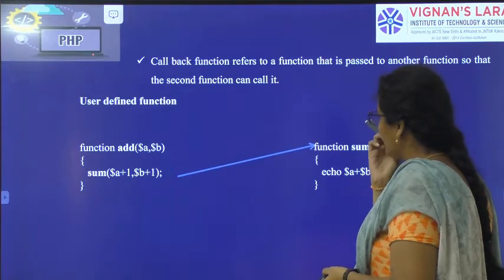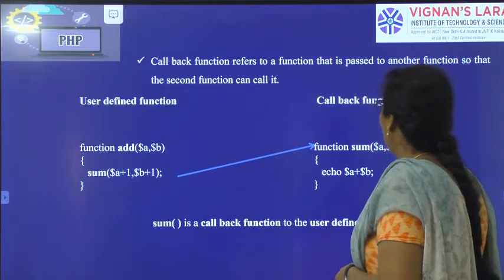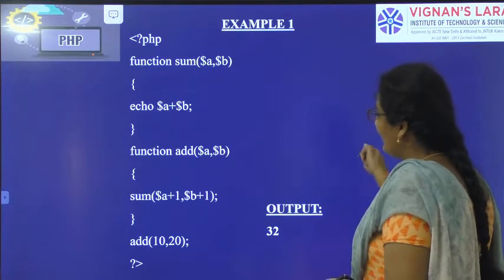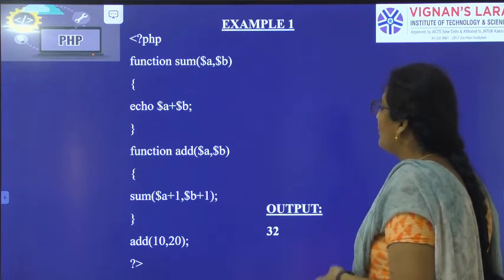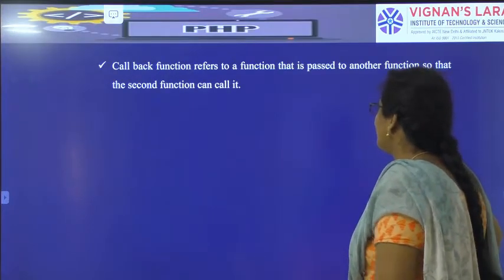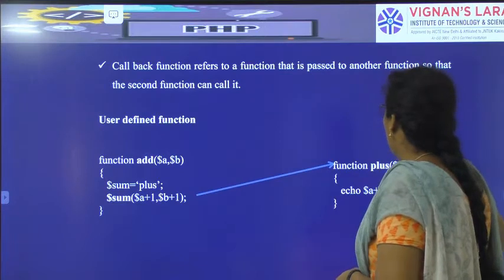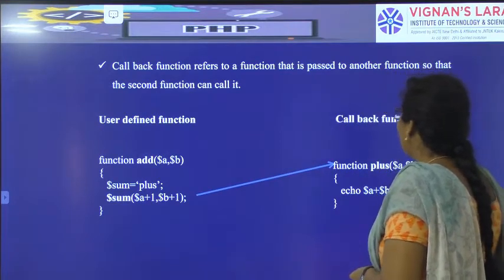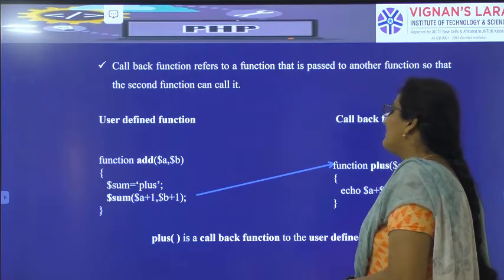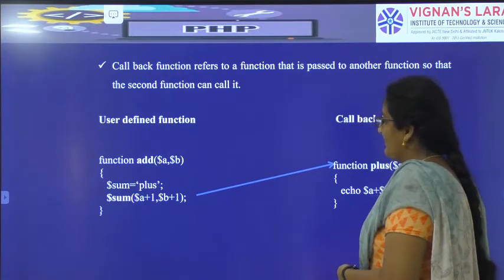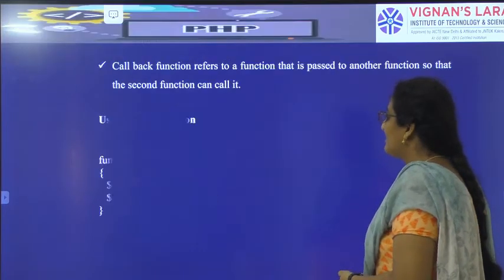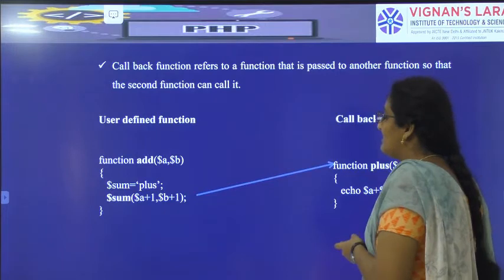You can see here user defined function and callback function. Sum is a callback function, add is a user defined function. So in this particular program we get the output 32 because of the callback function. So see here, plus is the callback function, add is the user defined function. Same example. For this example, this is written like this.